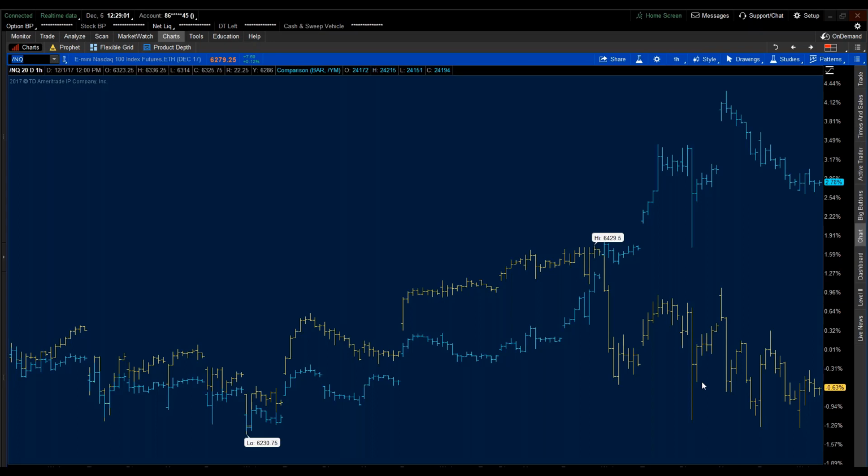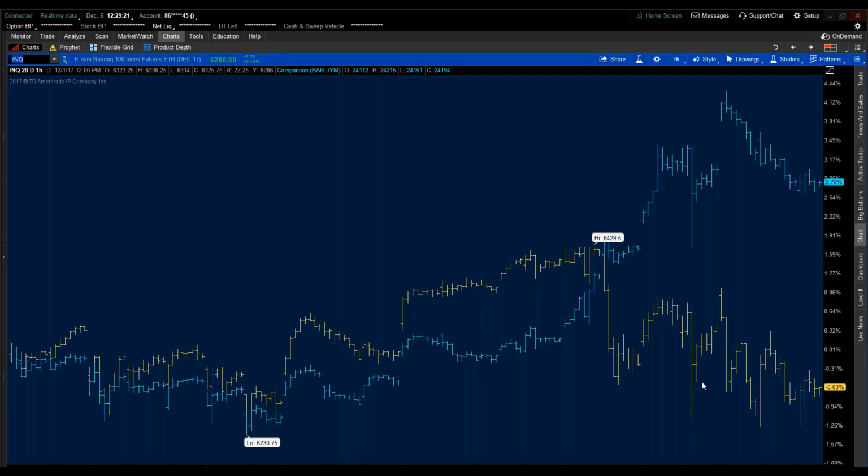Or if spread trading is not your thing, I would look to buy the NASDAQ if you wanted to go long, but if you wanted to go short, I wouldn't get short the NASDAQ. I would want to get short the Dow. And that's always making sure that we're in the right contract.